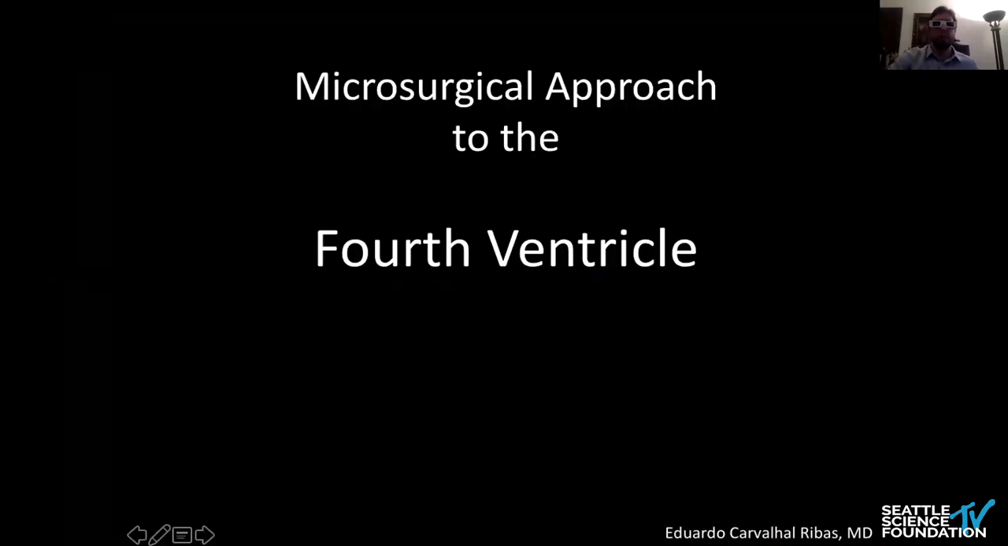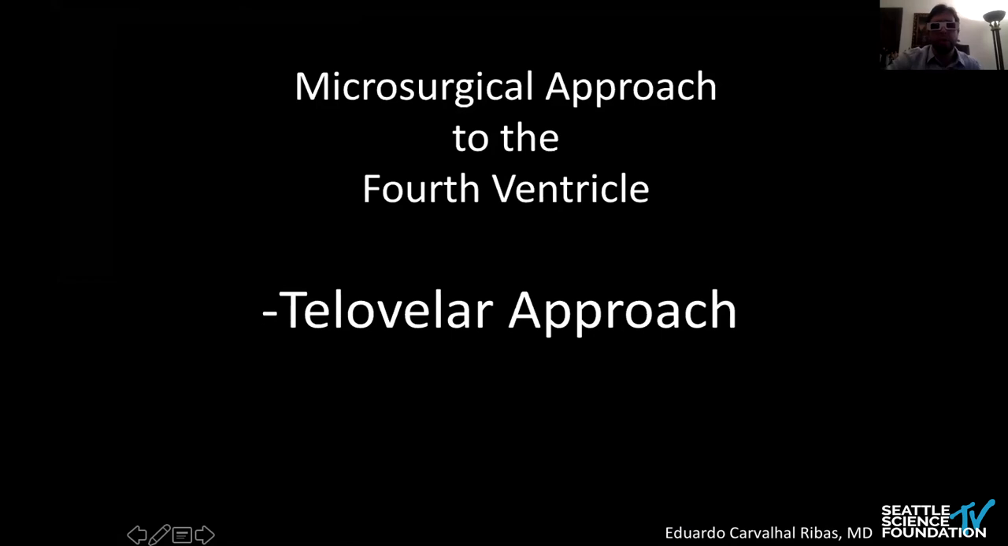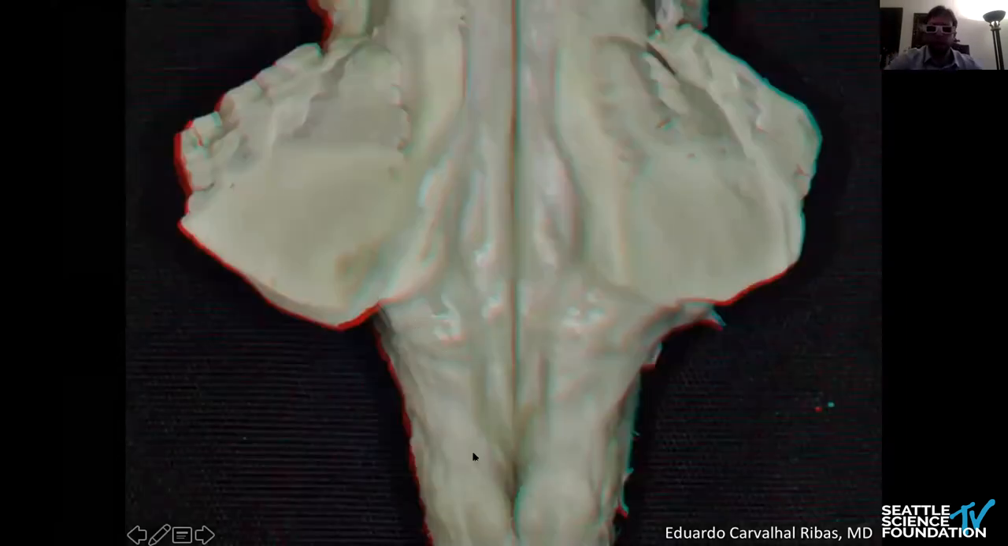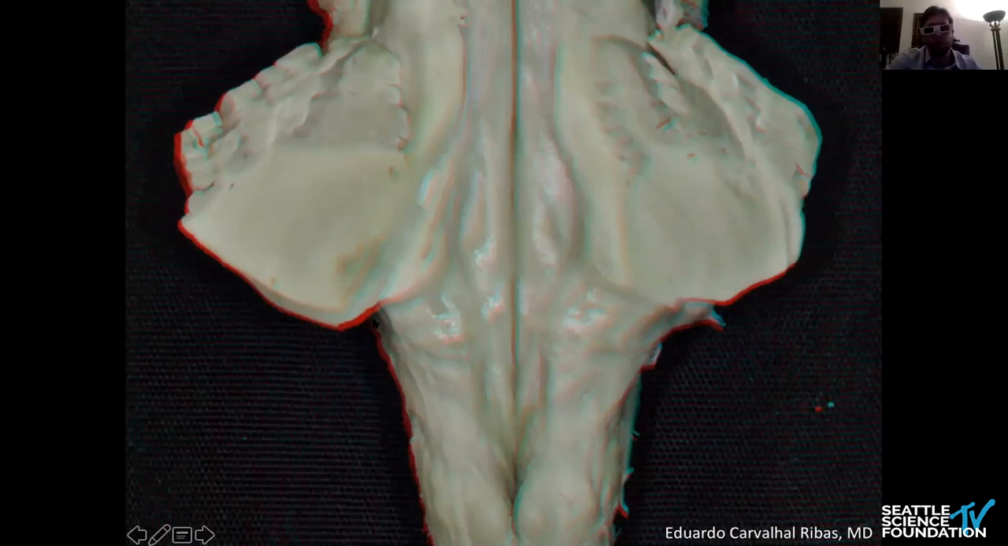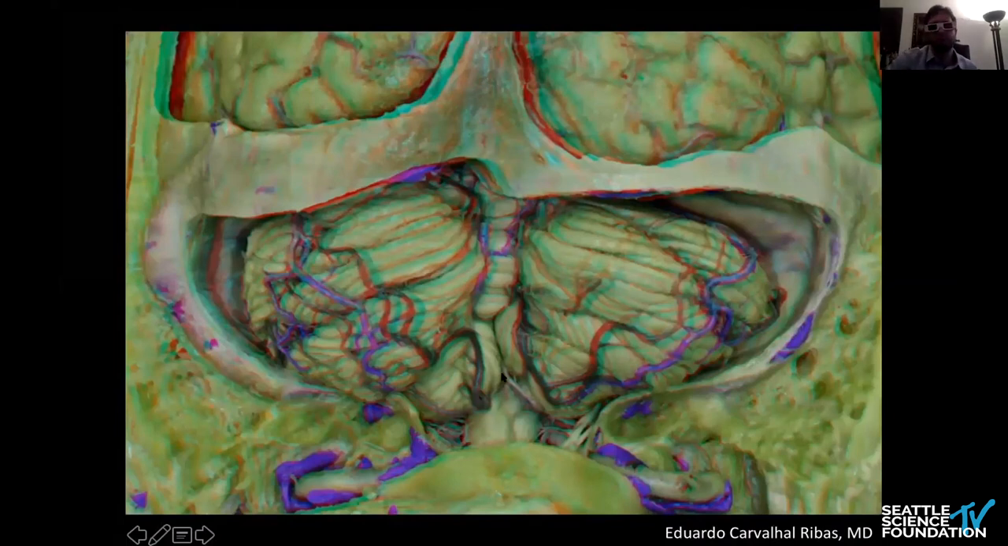and reach the posterior part of the third ventricle. Now for the fourth ventricle, I'm going to talk a little bit about the telovelar approach. The telovelar approach is about opening the fourth ventricle by connecting the foramen of Magendie and the foramen of Luschka by cutting the telovelar membrane. That is the superior tela choroidea and the inferior tela choroidea. And we are going to go through the inferior one, okay? So at the center, we have the foramen of Magendie and the foramen of Luschka on the lateral side, and we have a membrane on the top of this region here. In this telovelar approach, we are going to cut this membrane here to gain access to the floor of the fourth ventricle, that's the rhomboid fossa.